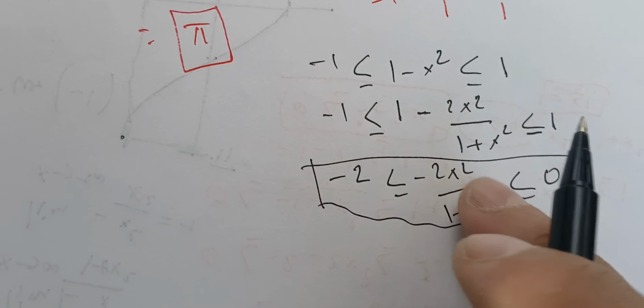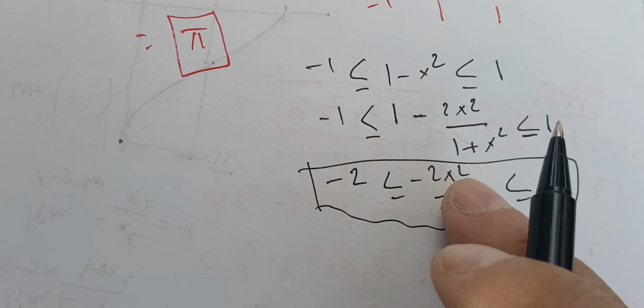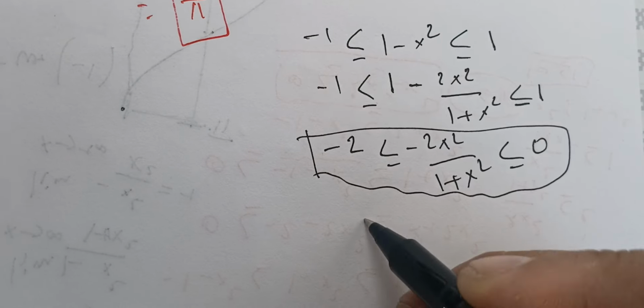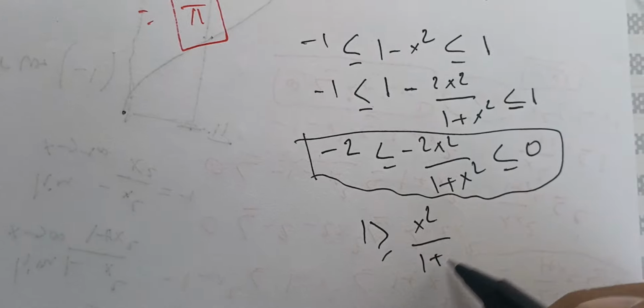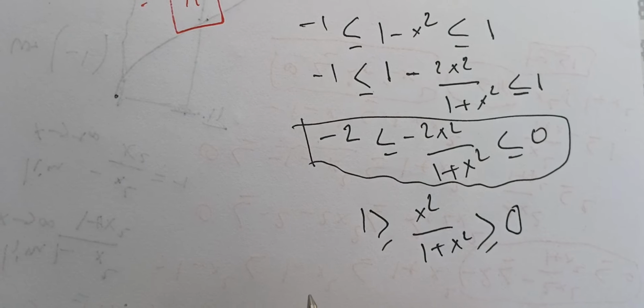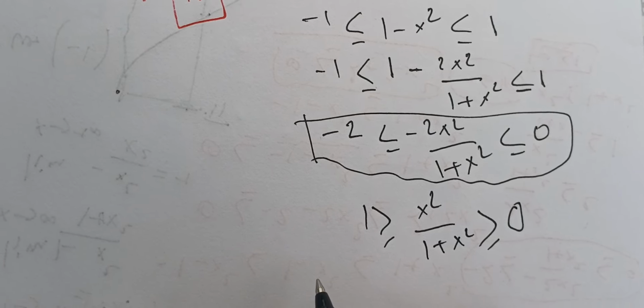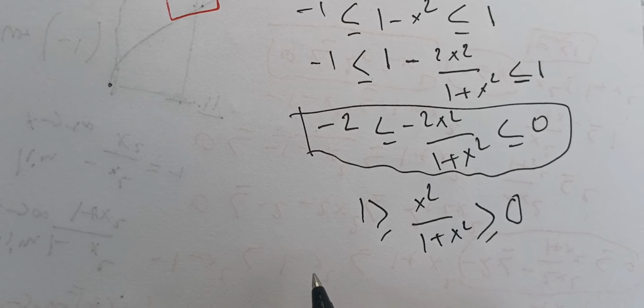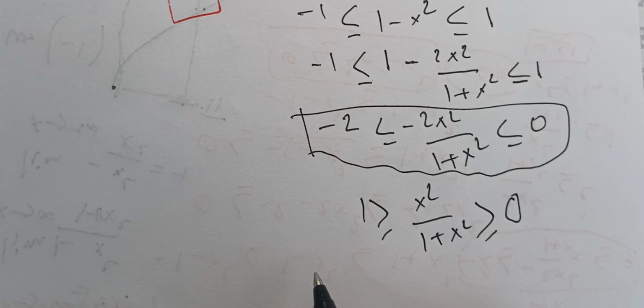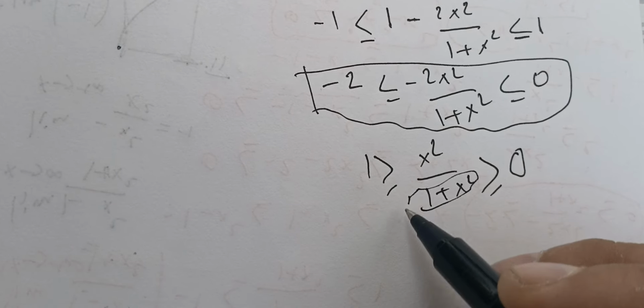We can rewrite this in another way by dividing by minus 2. So we have 1 bigger than x squared over (1 plus x squared), bigger than 0. This is true for any value of x. If we are not satisfied, we can keep working. We can multiply by the denominator. Since it's positive, we have 1 plus x squared bigger than x squared bigger than 0, and therefore 1 bigger than 0, and this is true all the time. Therefore, the set of values that would make this true is all the reals.